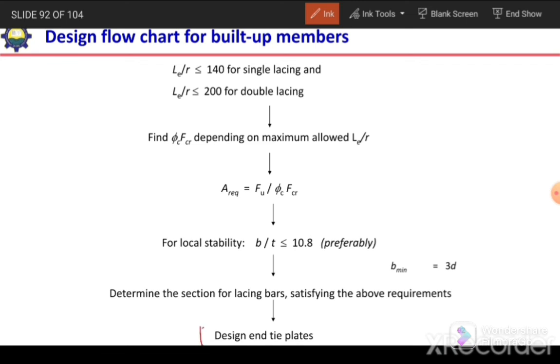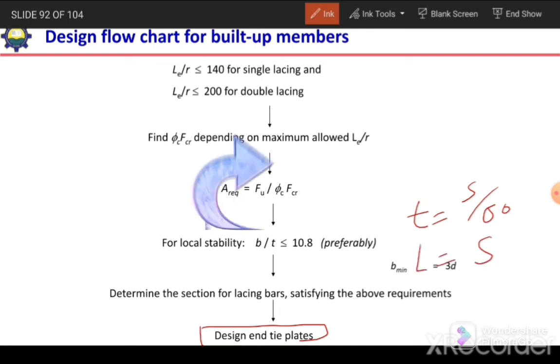And then at the end we need to design the tie plates, and for the tie plates the thickness of the tie plate should be S/50 and the length of the tie plate should be equal to S.